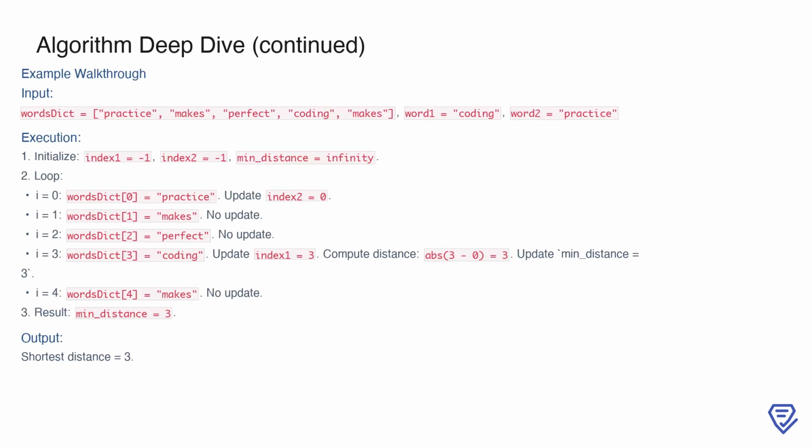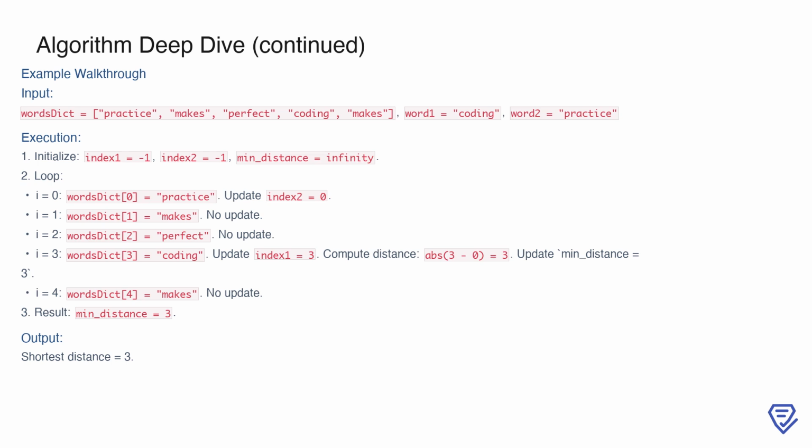To solidify our understanding, let's walk through an example. Suppose the input list is wordsDict equals practice, makes, perfect, coding, makes, with word 1 equals coding and word 2 equals practice. Initially, we set index 1 and index 2 to -1, and min_distance to infinity.